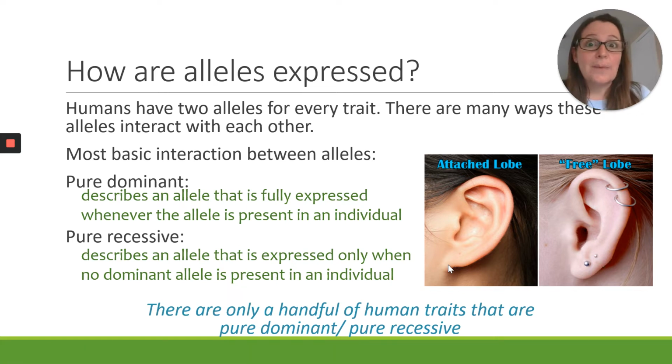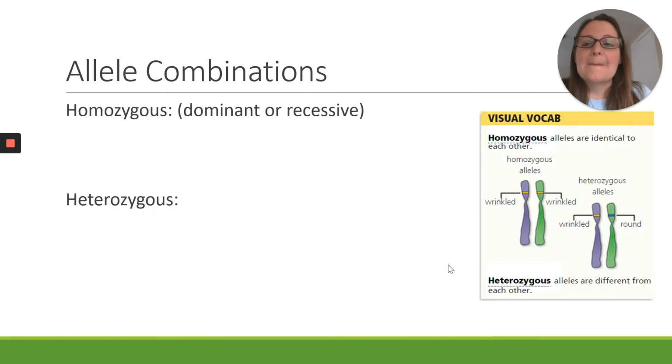So let's talk about earlobes. All right, so these combinations of alleles, you have two copies, right? So we're going to talk about the combinations you can get from mom and dad. And I like this visual vocab picture. These are talking about peas in terms of wrinkled and round, while we're talking about earlobes. I guess you could have wrinkled and round earlobes.